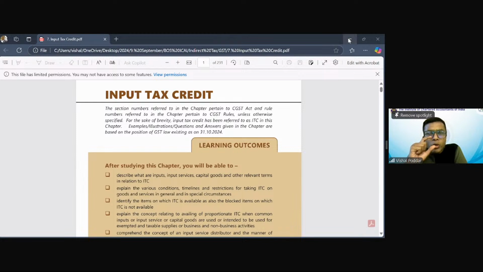Now, how to compute this value addition tax? For that, there are different methods. Different countries have adopted different systems, out of which India has adopted the system called the invoice system.